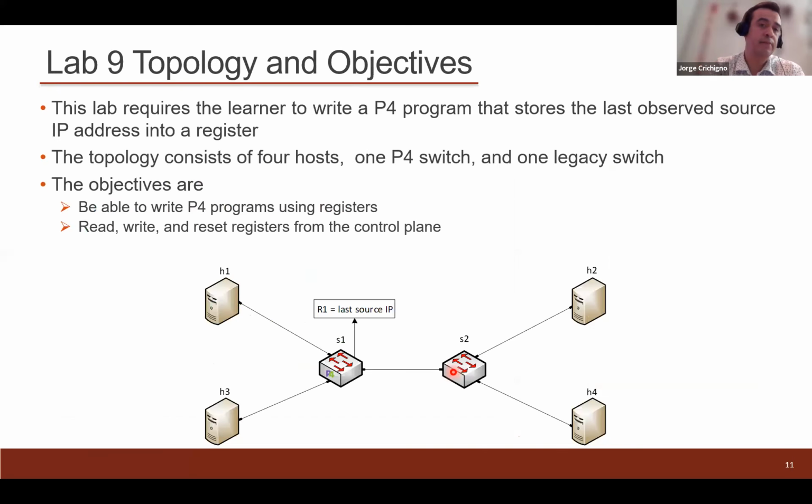In our lab number 9, we will use register for a different purpose. We will write a program that uses registers to store the last observed source IP address. And that's what we have here. We have a P4 switch, regular switch, 4 hosts. And we will program this switch so that we will store in a register the last observed source IP address that is crossing this switch. So that will be our task.